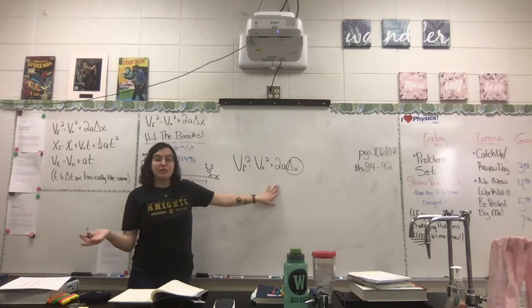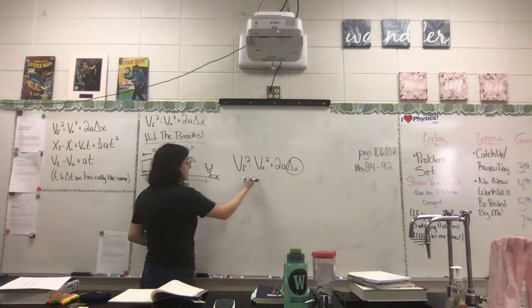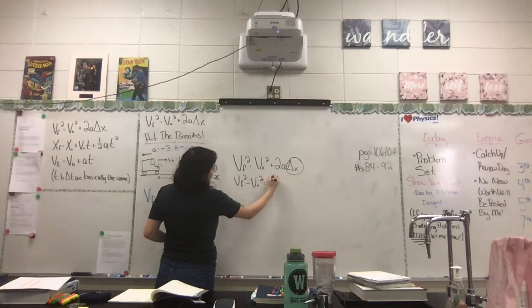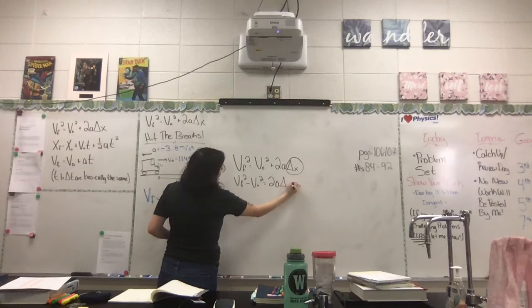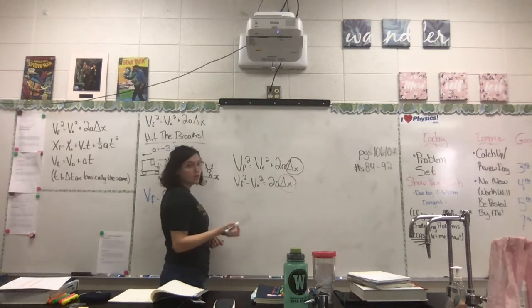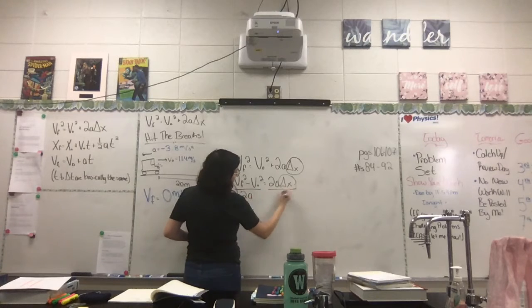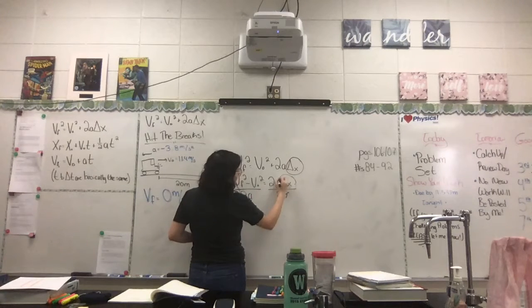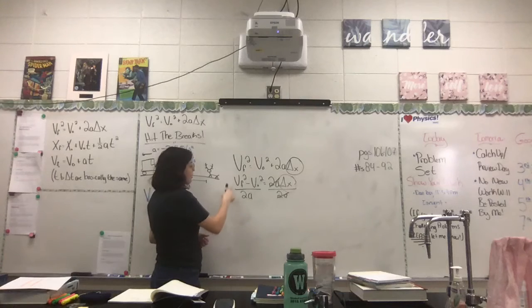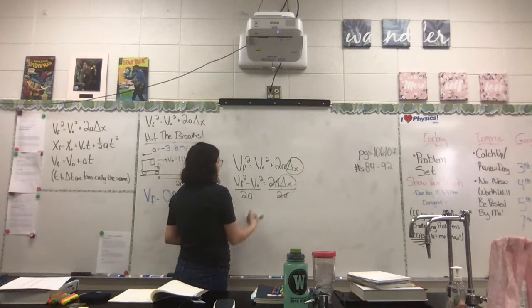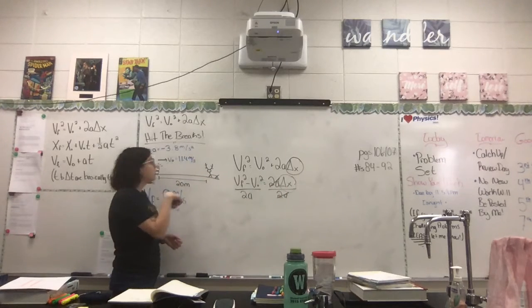So we're going to need to rearrange the equation. The first thing we're going to do is subtract v naught squared from each side. After that, to get the delta x alone, we're going to divide both sides by 2a. So now we have our final velocity squared minus our initial velocity squared, over 2 times our acceleration, is equal to delta x, which means we can plug in our values.